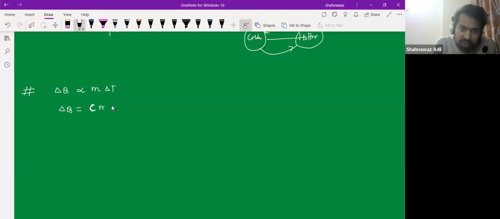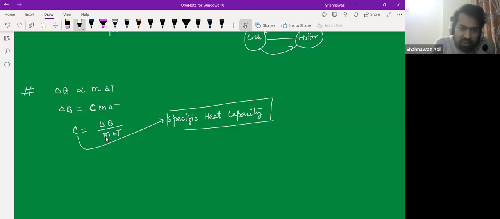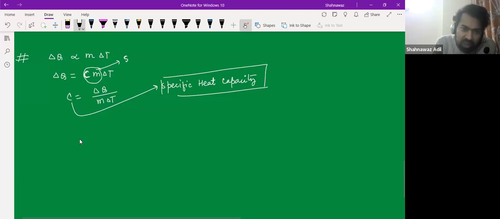And then we removed the proportionality, and we got this constant, right? This constant was called the specific heat capacity, right? And when we took this thing together as a constant and said that this is S, this was called the heat capacity. So S was delta Q by delta T, and this was called the heat capacity.